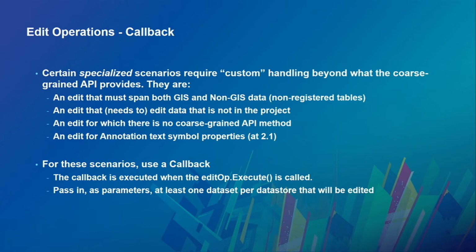And if you're using it for this particular reason, we'd kind of like to know what your coarse-grained method is that you're doing, because we'd like to see whether it's effective to add that particular method into the edit operation object itself. And then actually at 2.1, when we introduced annotation, using the callback was the way to edit the text symbol properties. We've changed that at 2.2. There's now a different methodology for editing annotation, so there's really no reason for using the callback for annotation, but it was a reason at 2.1. And it's really only for these particular scenarios where the callback is necessary.